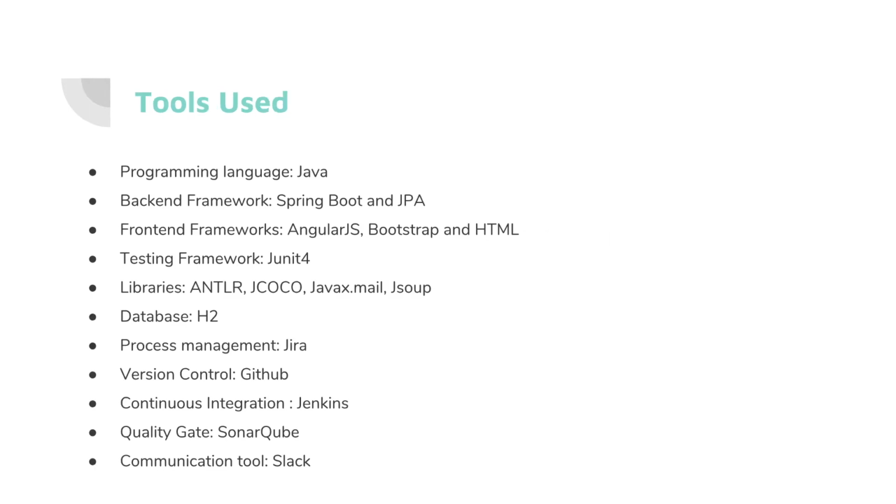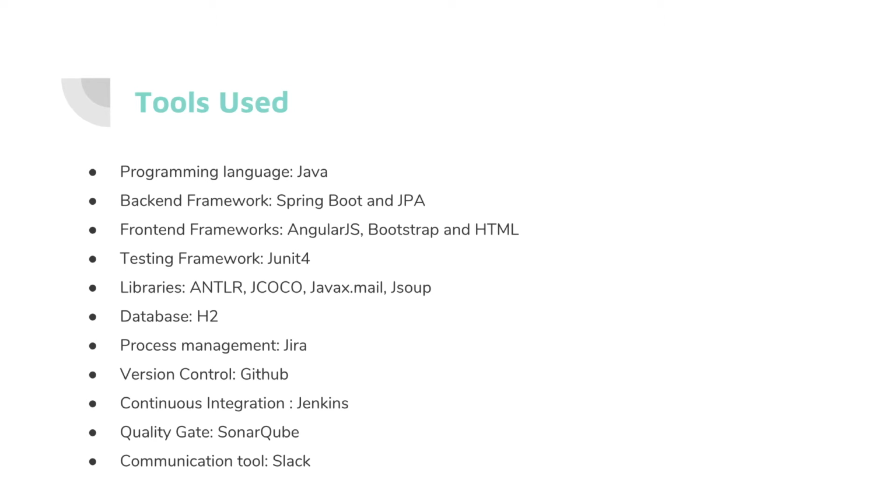Tools that we use for this project include Java. Backend framework was Spring Boot and JPA. Frontend frameworks were AngularJS, Bootstrap, and HTML. Testing framework was JUnit and some other libraries that are listed here. We use H2 as our database as it gave a nice little layer over our core database.